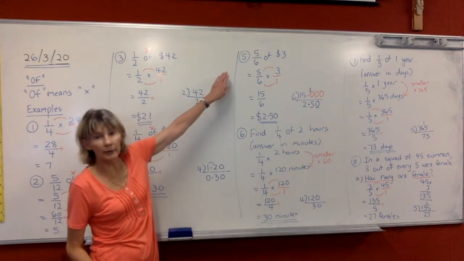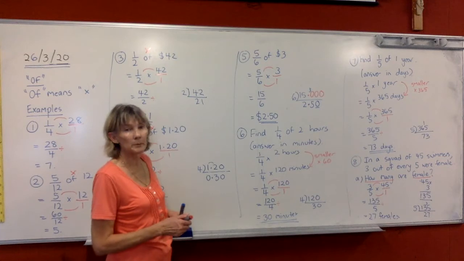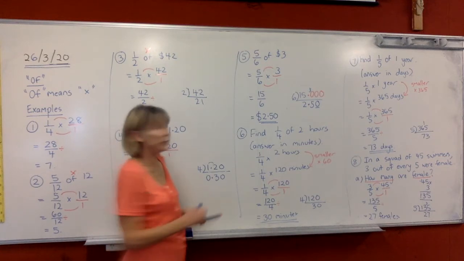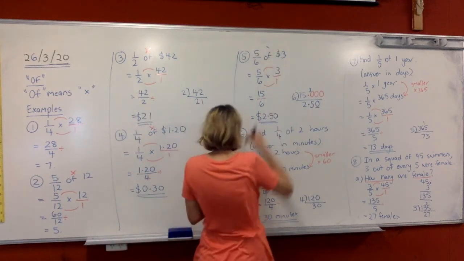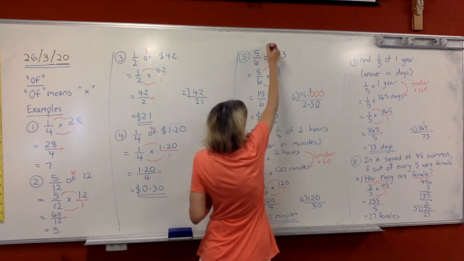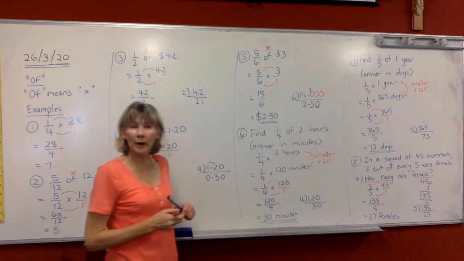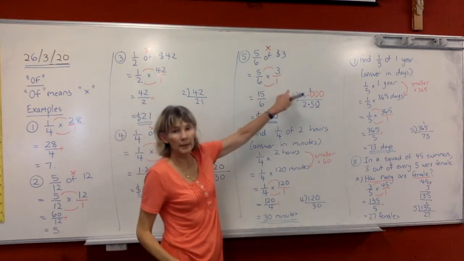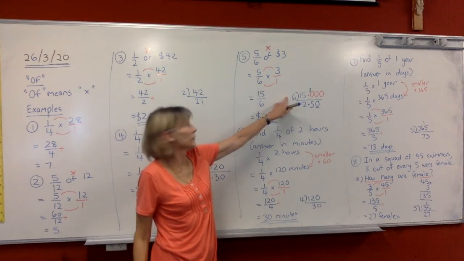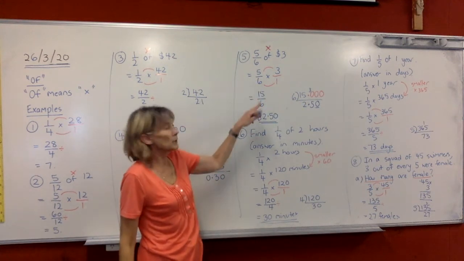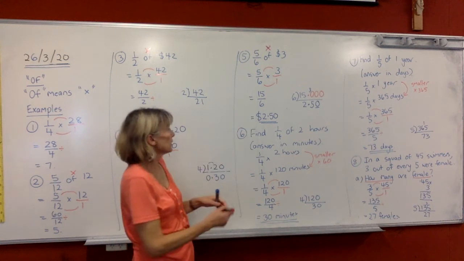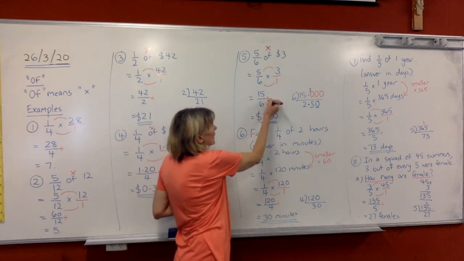Over here at number 5, we're doing 5/6 of $3. The of does mean times. So we're doing 5/6 times 3. Give it a denominator of 1 because it doesn't have a denominator. Times your tops and times your bottoms, you get 15 over 6. Then we're doing our division.